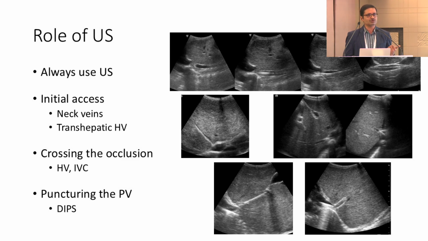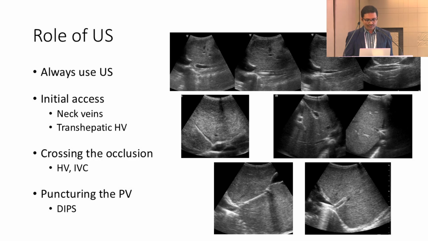So ultrasound gives us more confidence when we are trying to cross the obstruction. When we are working from the transjugular route, we can see the Colapinto needle, and we can change its direction according to the direction of the vein which we need to recanalize, and that will help us cross the obstruction.